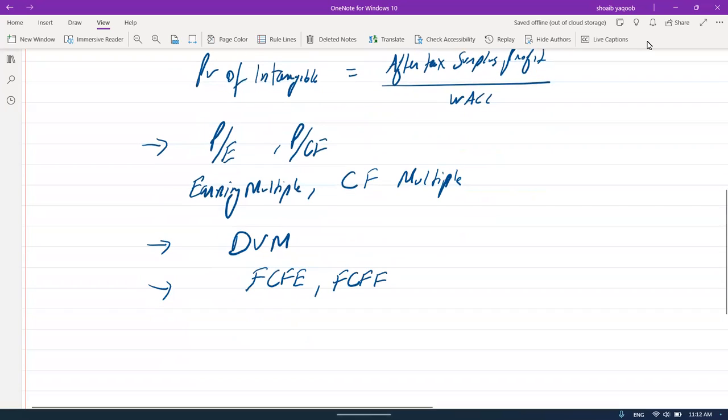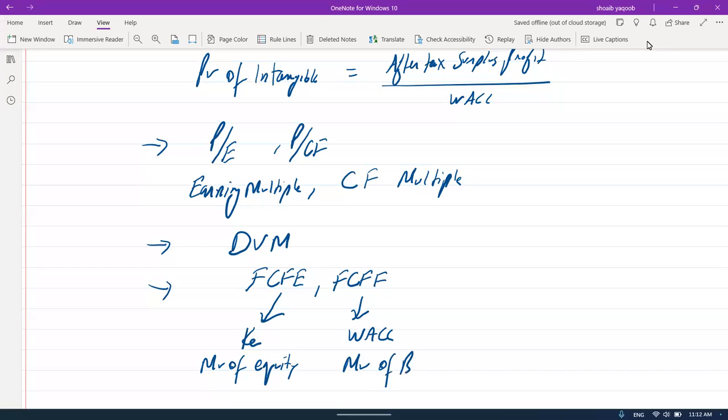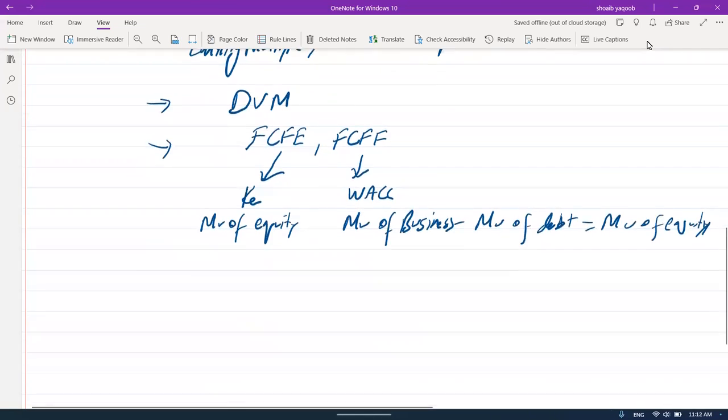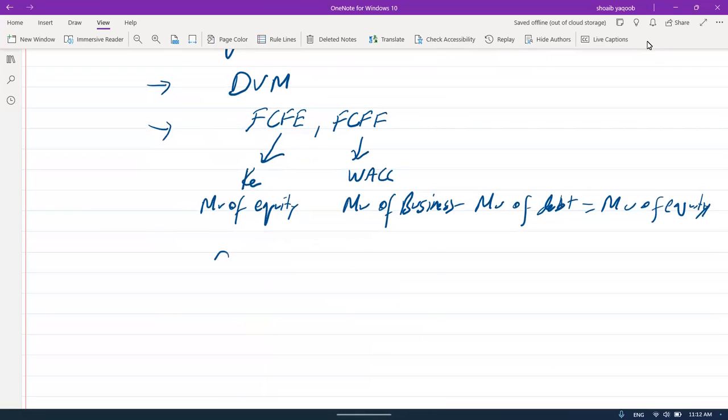For free cash flow to equity, you will discount at cost of equity and it will directly calculate the market value of equity. And for free cash flow to firm, you will take the WACC as the discount rate and it will calculate the market value of business. Then you will deduct the market value of debt to calculate the market value of equity. That's how you will calculate. But these are very easy models. The idea is to calculate the combined market value.